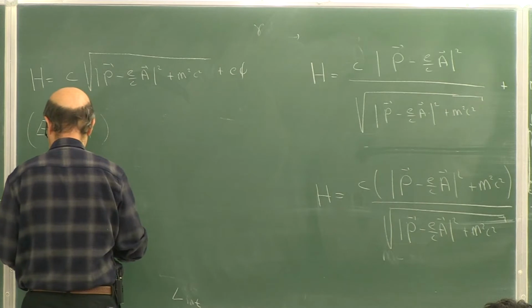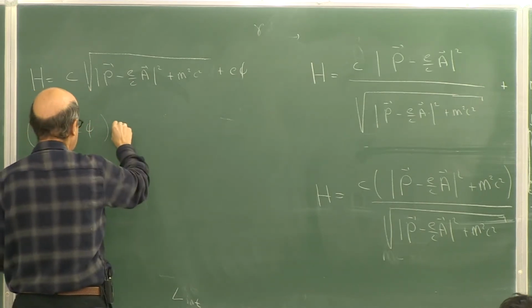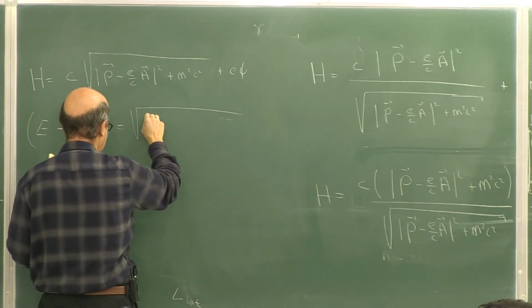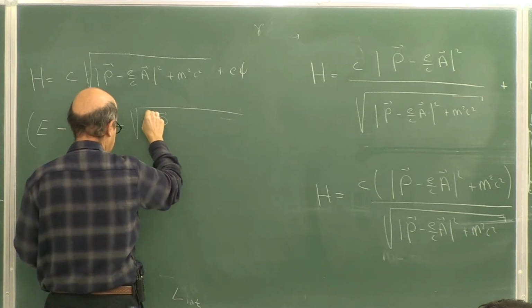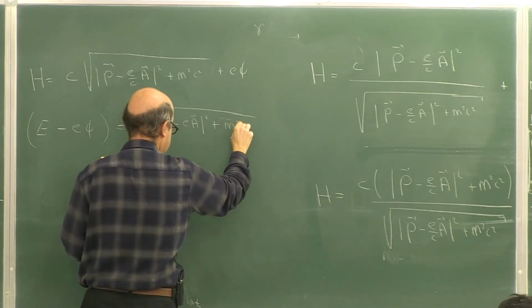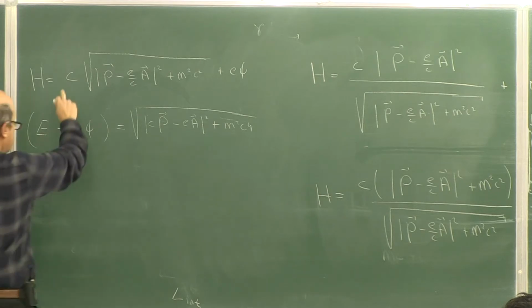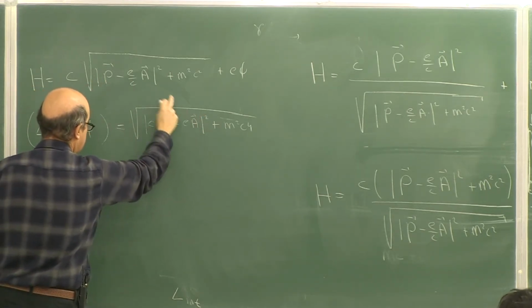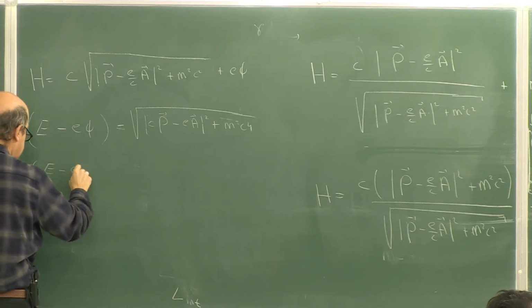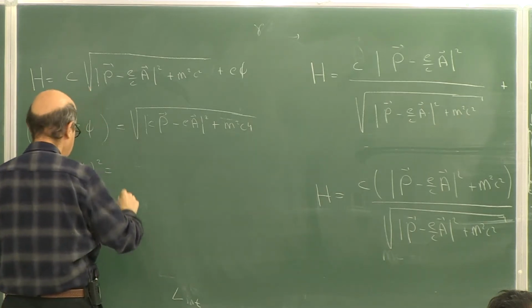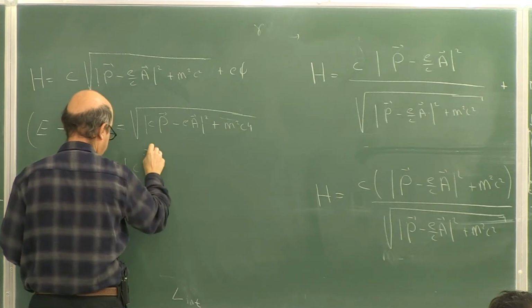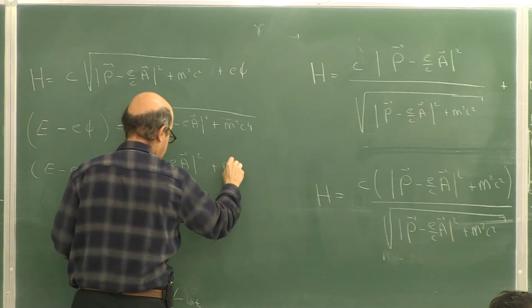is equal to, distribute the C inside, that will be C P minus E A square plus M square C to the 4. Okay, distribute this inside as a C square, and that becomes C times C, because you have the square there. So if you take the square of this, you will obtain E minus E phi square, and this will be C P minus E A square plus M square C to the 4.